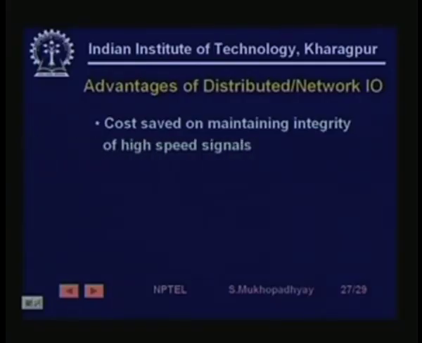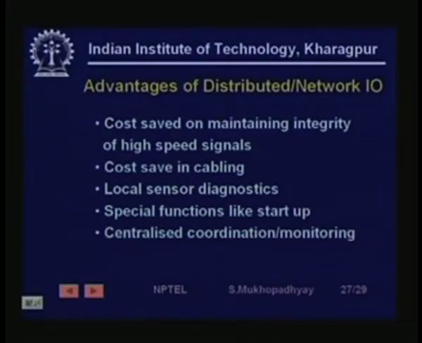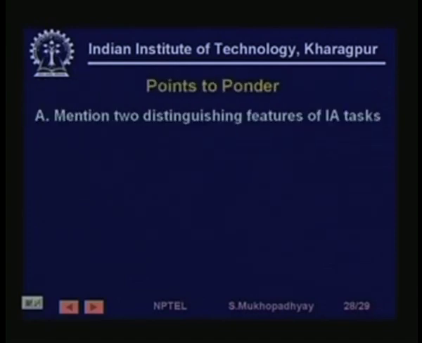The advantages of distributed network IO are well understood: cost saving on maintaining integrity of high speed signals, because basically the advantages of digital communication, and the advantages of having an intelligent module near the machine. So, you can have good sensor diagnostics, fault monitoring functions can be realized without overloading the CPU. You can do special functions like startup. So, in a sense, in such cases the PLC CPU really works like a supervisory system, and the actual control is done on the spot. So, you have better centralized coordination and monitoring.